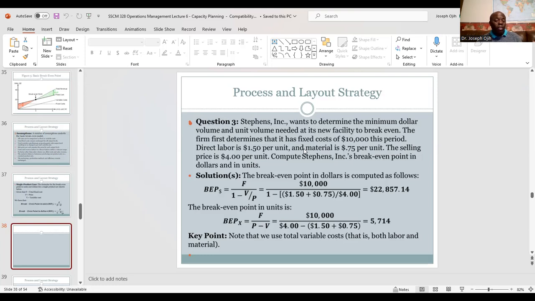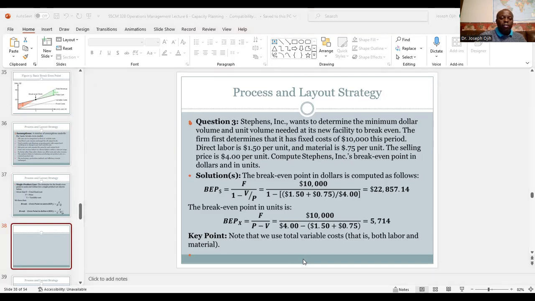So they give us all this information and want us to find the break-even point. Before we do that, I want you to know that in this case, the variable costs include the labor cost and the material cost. Labor cost is $1.50 per unit, that's direct labor, and material is 75 cents per unit. These two components constitute the variable cost here. We're going to use the formula, but we're going to put it in Excel to make it faster for us. So let's go and put it in Excel.